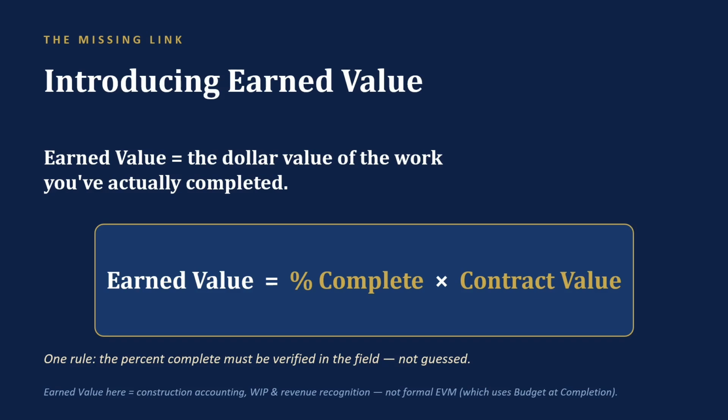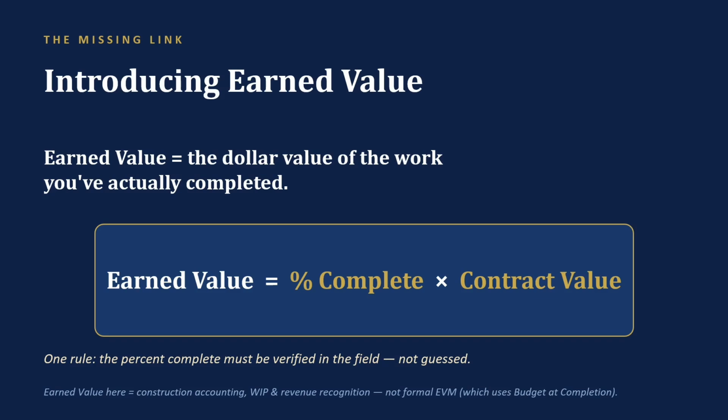Earned value is the missing link. It's the dollar value of the work you've actually completed. The formula couldn't be simpler. Earned value equals percent complete times contract value. If the job is 40% done on an $850,000 contract, you've earned 40% of that contract, regardless of what you've spent. One quick clarification before we go further.